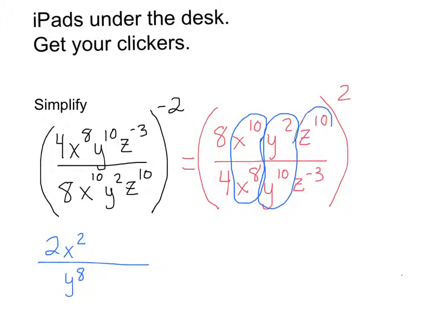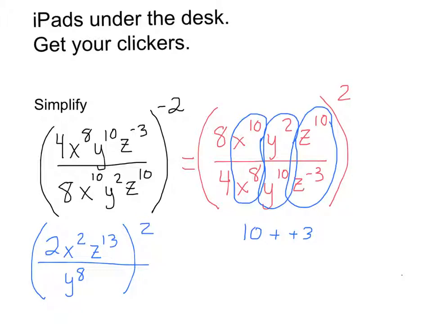And z to the 10th divided by z to the negative 3. So you're doing the bigger exponent minus the smaller, so that's going to be 10 minus negative 3, right? Two negatives make a positive, so that'd be z to the 13th on top. And then we're going to take all that and do what to it? Square it.